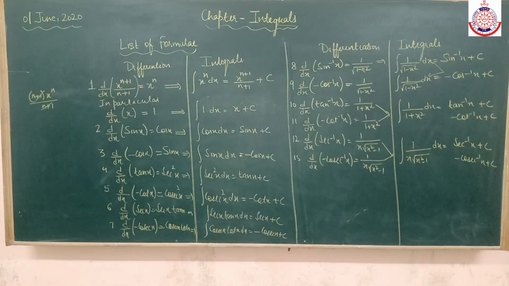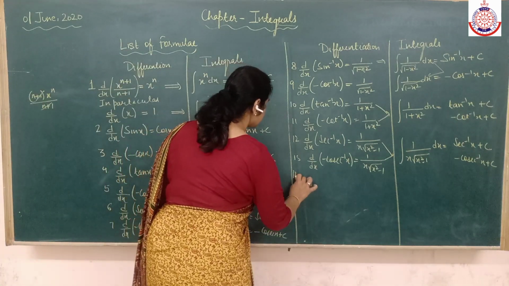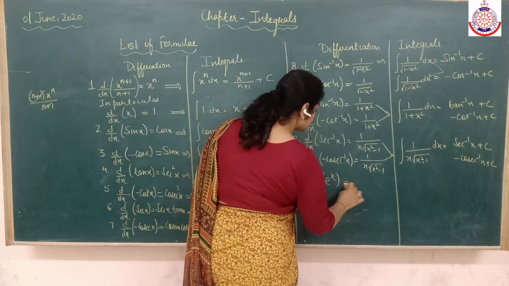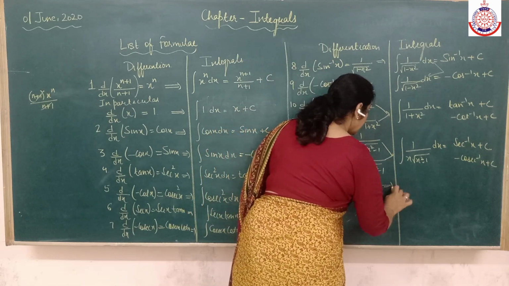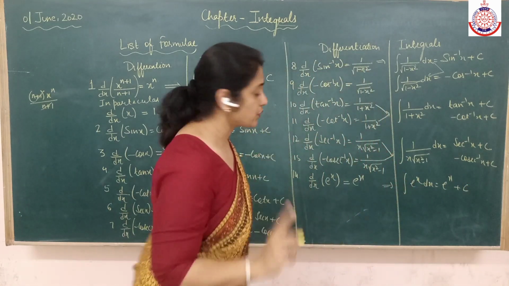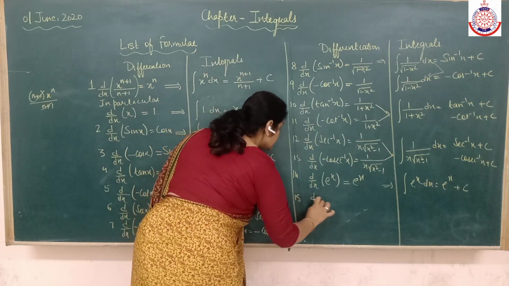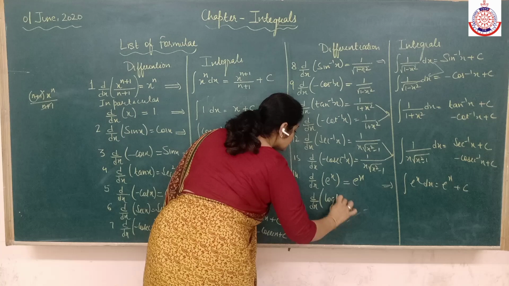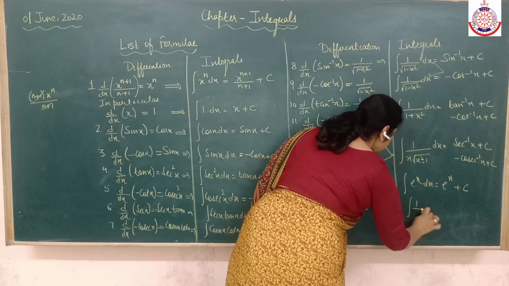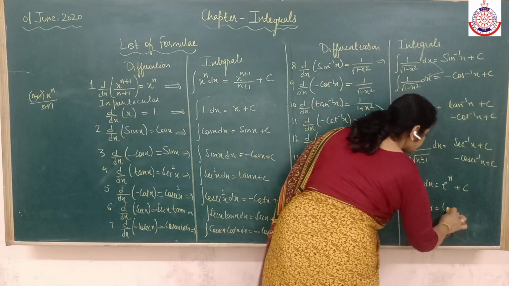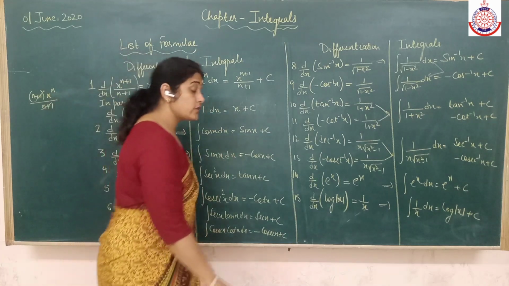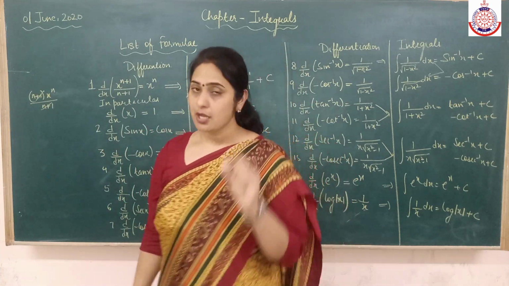Fine. Now, similarly, what next did we do? If you remember what all formulas we did in differentiation, we did the differentiation of e raised to x. Differentiation of e raised to x is e raised to x. It means integration of e raised to x is also e raised to x plus c. Do not forget to write it. Then differentiation of log x, that is 1 by x. So that means integration of 1 by x is log x plus c. We always put a modulus with log because log is defined for positive numbers.